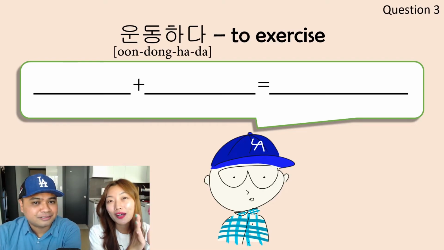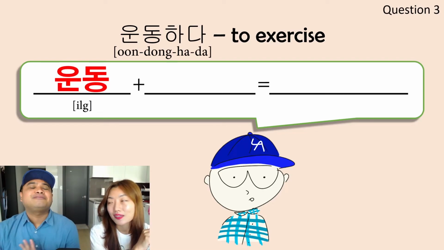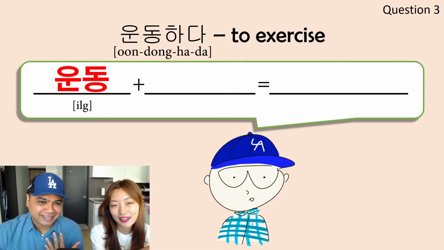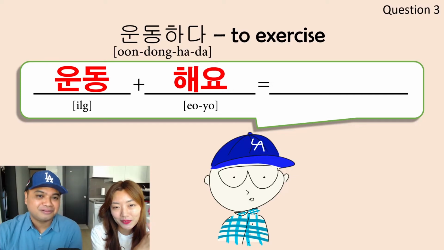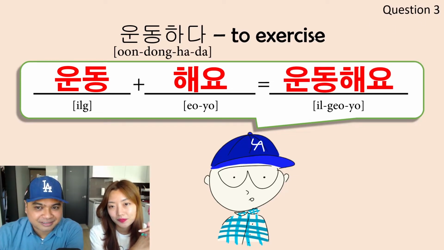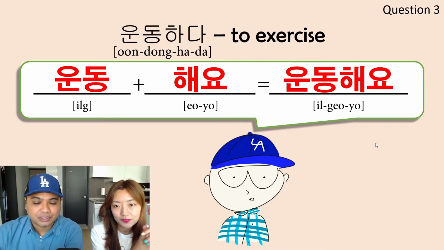Question number 3. 운동하다. Yes, this is my favorite conjugation rule. All you gotta do is add 해요, and then you get 운동해요. Exercise. I exercise. Number 4.